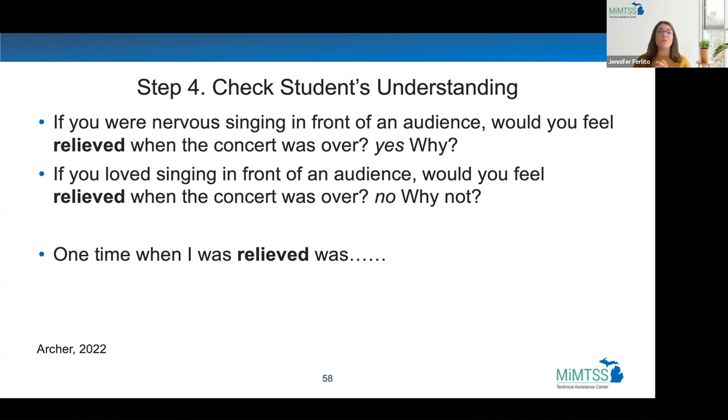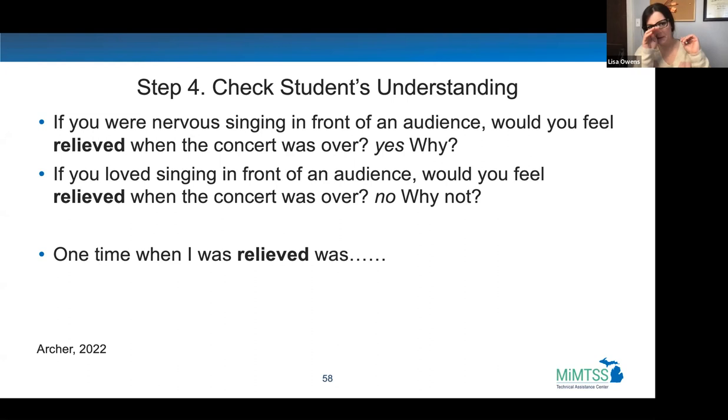Okay, Lisa, if you loved singing in front of an audience, would you feel relieved if it was over? Maybe. I mean, if you really love it, are you going to be super relieved and less stressed out when it's done? No. Why not? Because I would want to keep going. I would want to keep doing that. You might feel excited for the next time you got to sing in front of an audience, right? Yeah, I think I would.